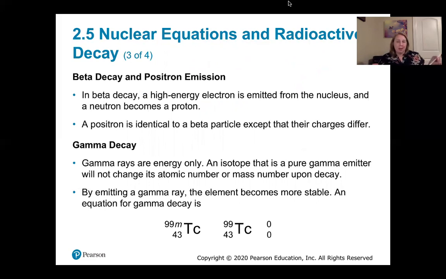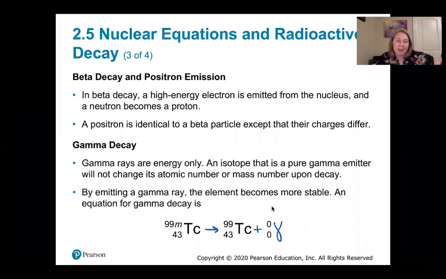In beta decay, you got to remember that you release a high energy electron from the nucleus, and a neutron becomes a proton. Oh, what happened to my symbols? Hang on. All right, so I got my things back.